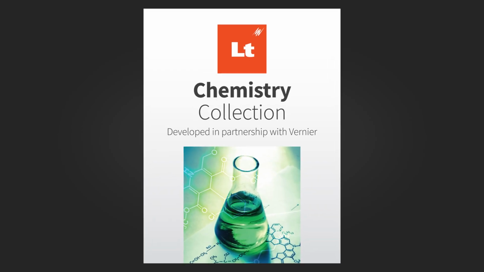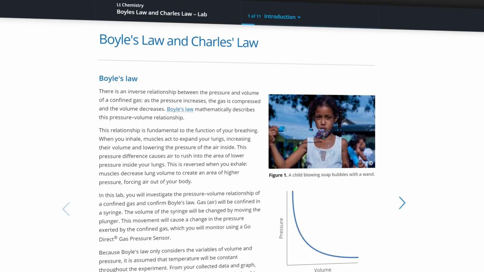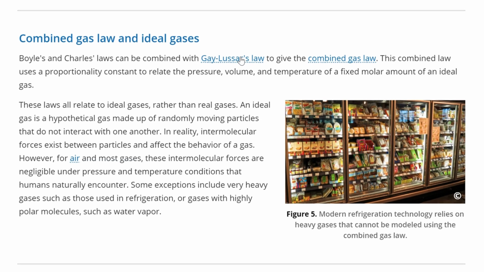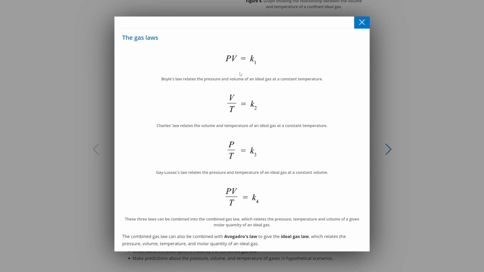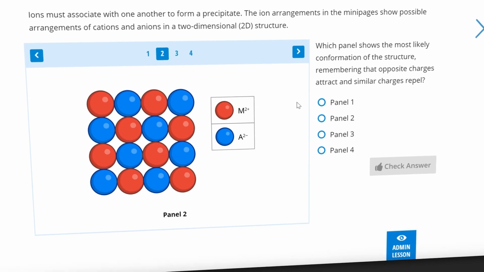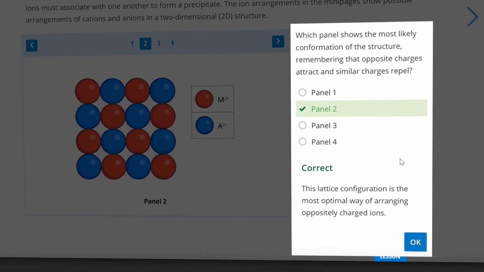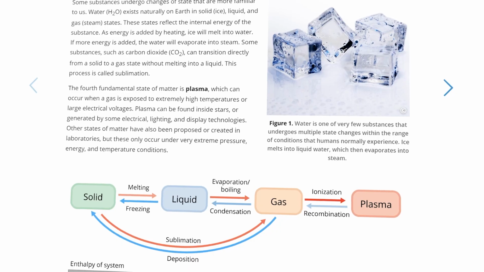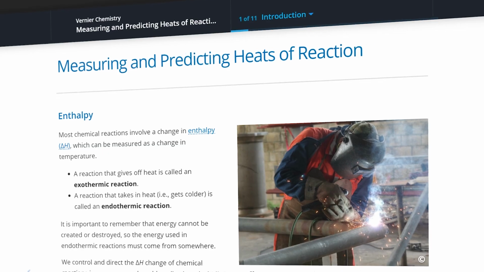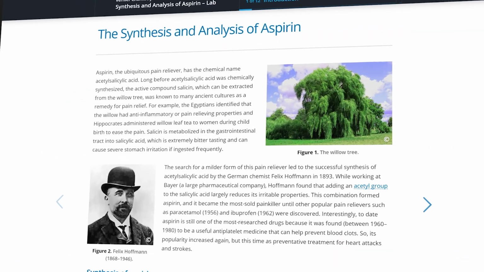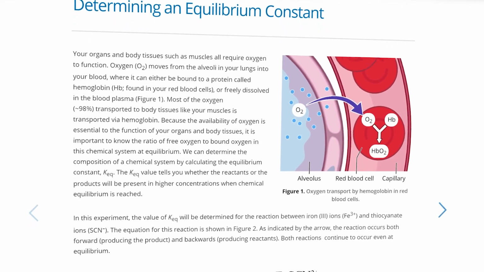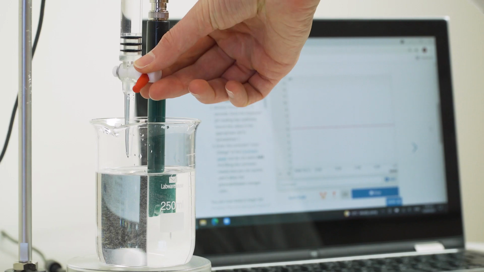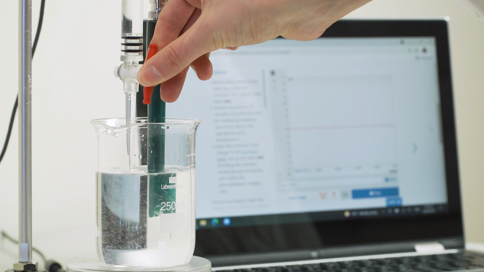LT's chemistry collection, developed in partnership with Vernier, comes complete with professionally designed labs for flexible learning in all environments. The collection introduces a variety of concepts fundamental to chemistry, including acid-base titration, states of matter, heats of reaction, synthesis, and equilibria principles. LT is the only online learning platform with real-life data acquisition.